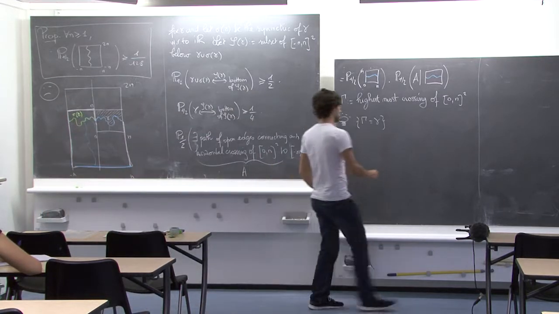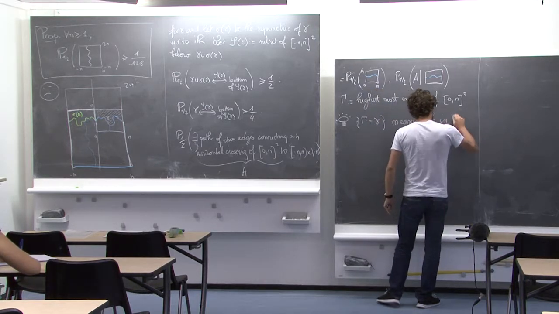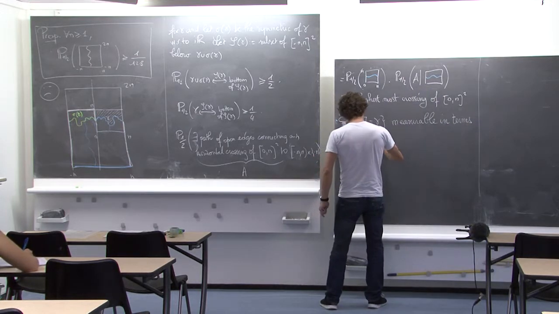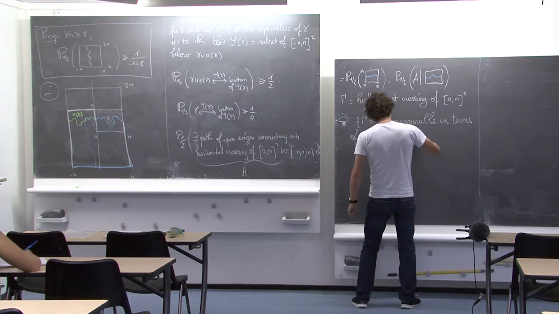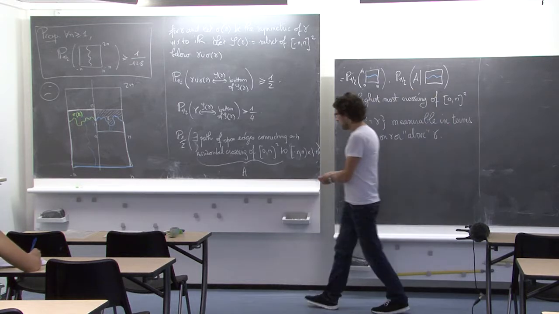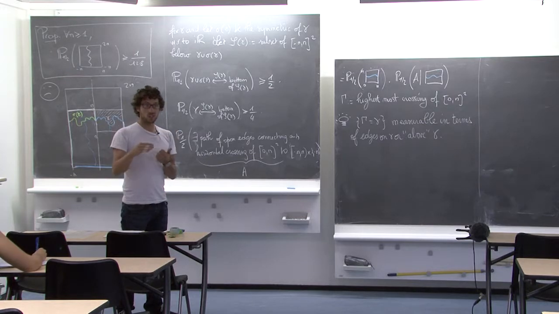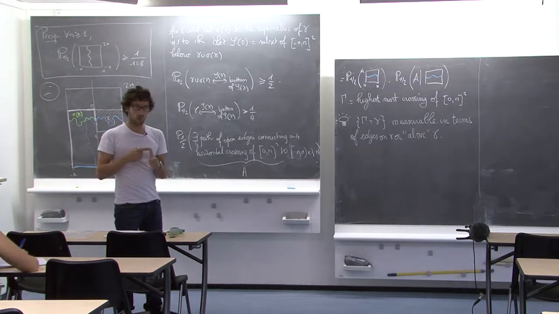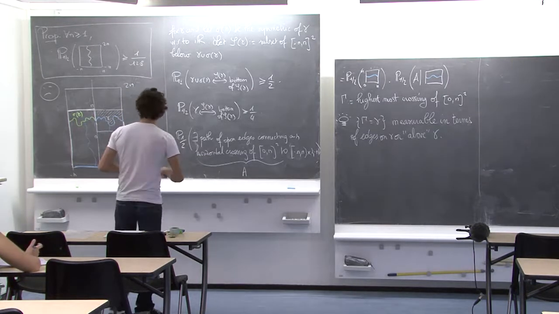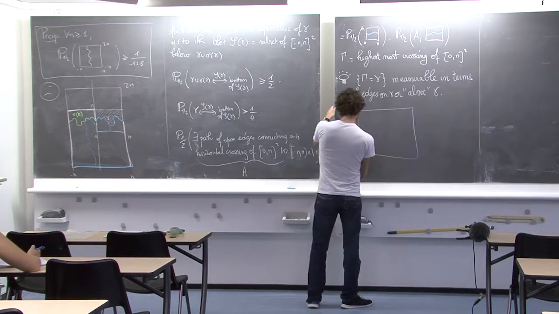So this is measurable in terms of edges on gamma or above gamma. Why? Because you need to know that it's a crossing. So you need to know that all the edges of gamma are open. That's the first thing. You need to know that it's the highest most crossing. So that means that you should check that at no point I have something like that.